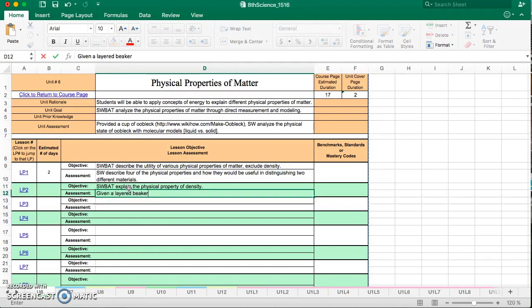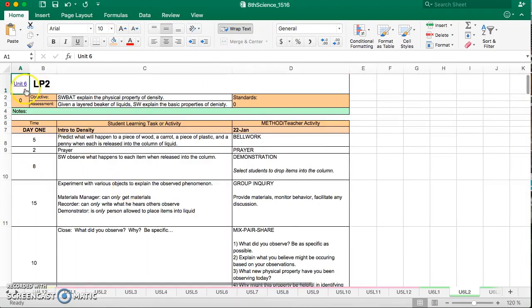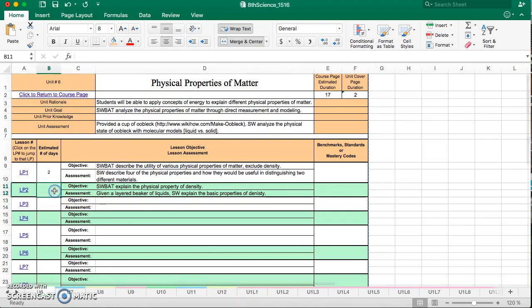So we're going to say, given a layered beaker of liquids, students will describe or explain the basic properties of density that they're observing in that beaker. Again, this is a 2-day lesson here. So we're going to focus on those 2 days, and in those 2 days, you've got to think about what it is that students are going to need to do.